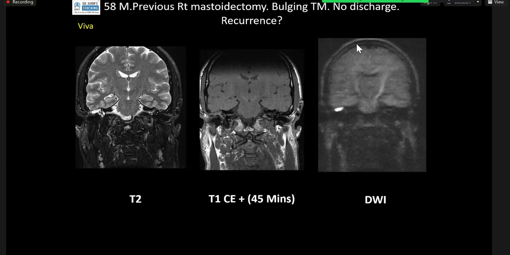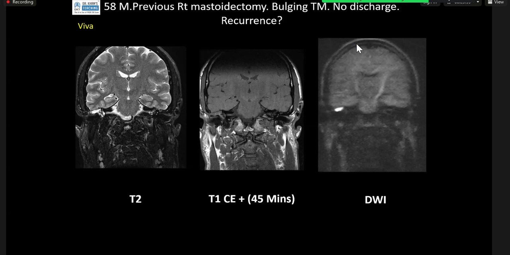So you cannot differentiate because three things can be there. One is fluid, second thing is granulation tissue, and the third thing is cholesteatoma. Key point to remember is that the only thing which will show restricted diffusion is recurrent cholesteatoma.